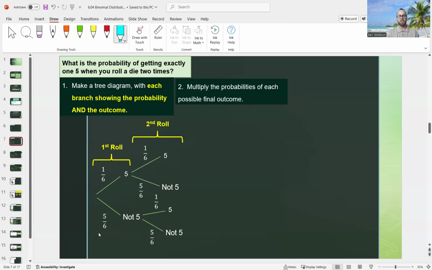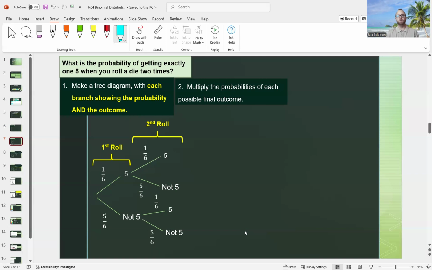So right here, that's my part of the tree for the first roll, but we're rolling the die 2 times, so we're going to do that again. No matter whether I landed on a 5 or something else, I still have the chance the second time to land on a 5 or something else. So you see those same outcomes and those same probabilities. And I would leave quite a bit of room when you're making these trees because you have lots of fractions close to each other. Great, we have our tree.